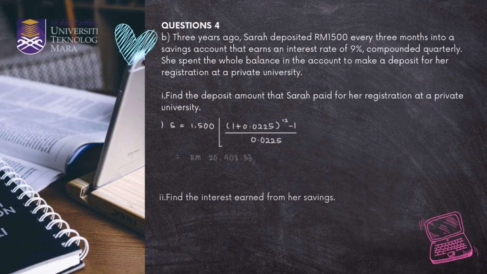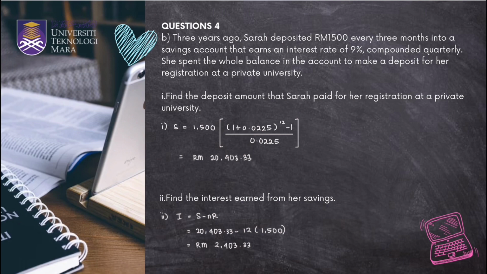Next, question 4b. 3 years ago, Sarah deposited 1,500 ringgit every 3 months into a savings account that earns an interest rate of 9% compounded quarterly. She spent the whole balance in the account to make a deposit for her registration at a private university. i. Find the deposit amount that Sarah paid for her registration. From the question, we can identify that 1,500 is R, 9% is K, and compounded quarterly means N equals 4. So first, we need to find the balance in the account that Sarah used to pay her registration at a private university. In simple terms, we can say that it is S.